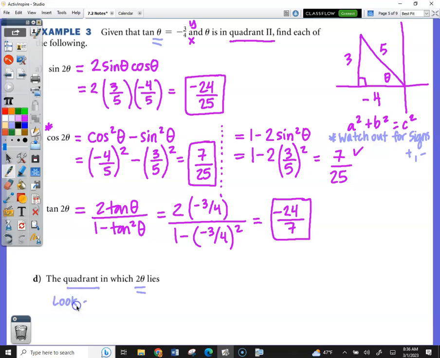Look at the signs of cosine 2 theta and sine 2 theta. What did she say?